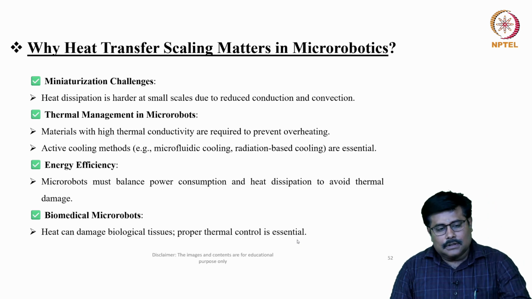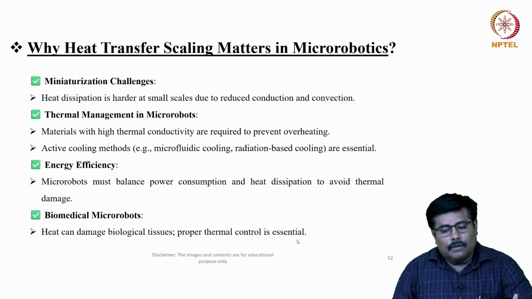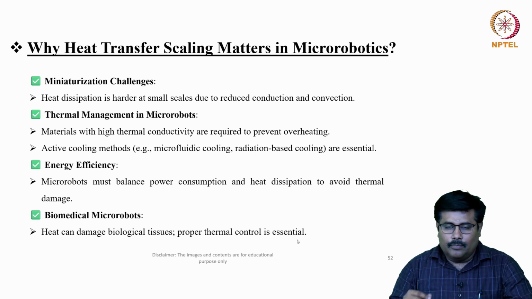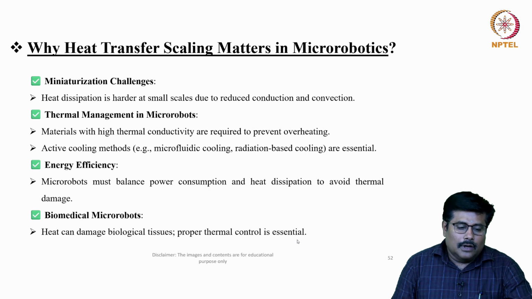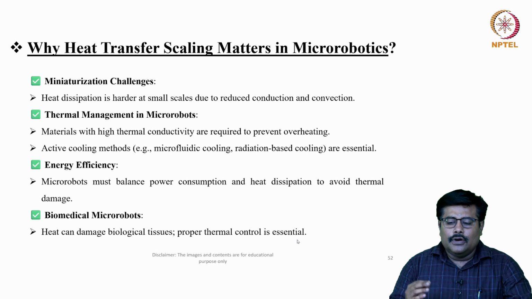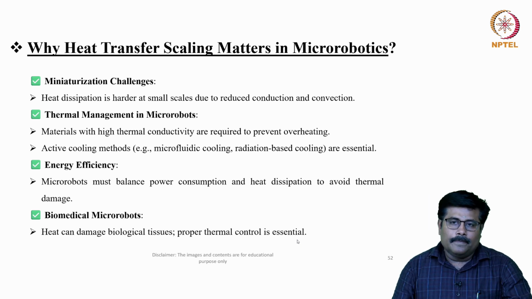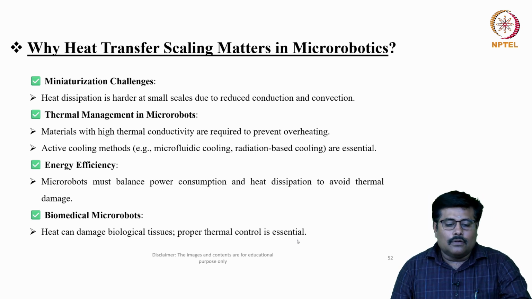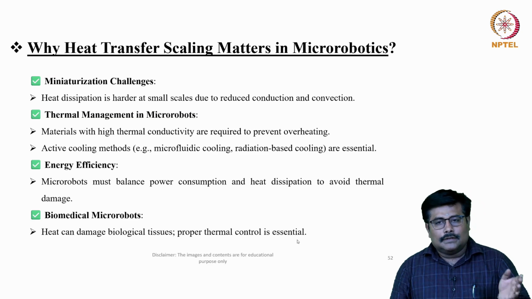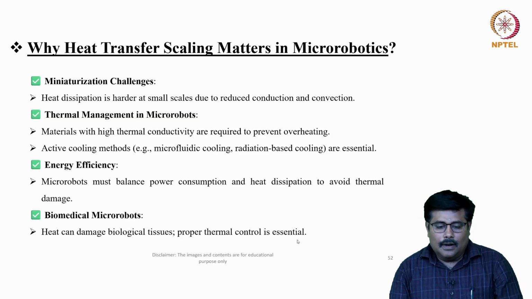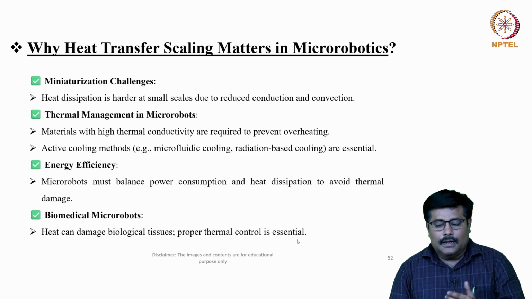Now, before going into this, let us discuss why we need heat transfer scaling, which has a direct impact on the micro robotic system. One is miniaturization challenges. Heat dissipation is harder at small scales due to reduced conduction and convection. When we look into thermal management in micro robots, materials with high thermal conductivity are required to prevent overheating. And second, active cooling methods, for example microfluidic cooling or radiation based cooling, are essential.